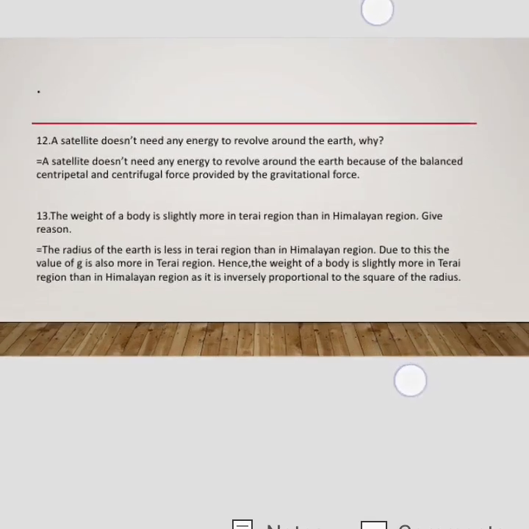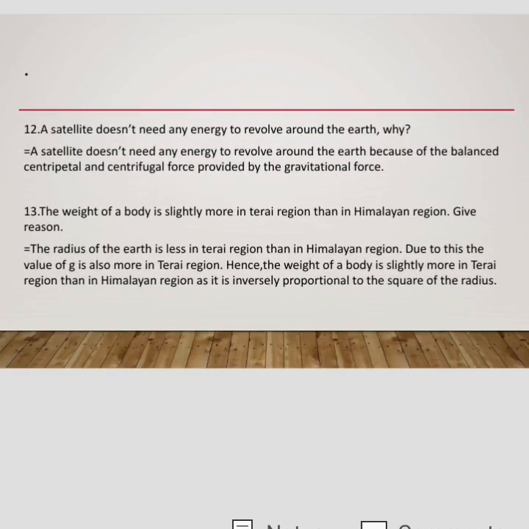Now, question number 12. A satellite doesn't need any energy to revolve around the earth. Why? Till today, many scientists and many countries have sent their artificial satellites to have research about the earth. In that case, the satellites don't need any energy to revolve around the earth. What is the reason? So, let me tell you.